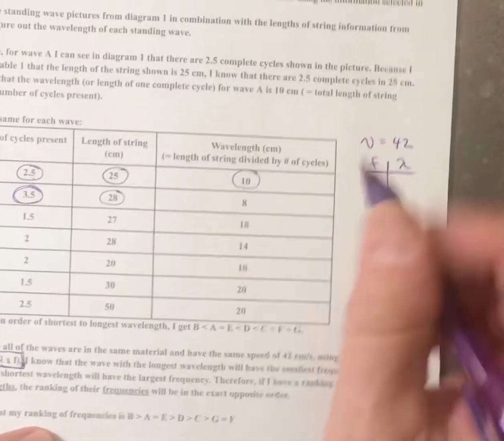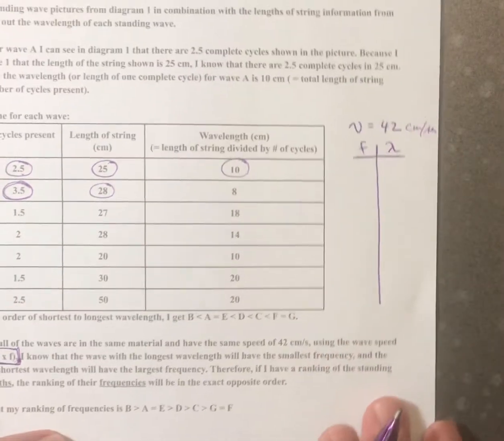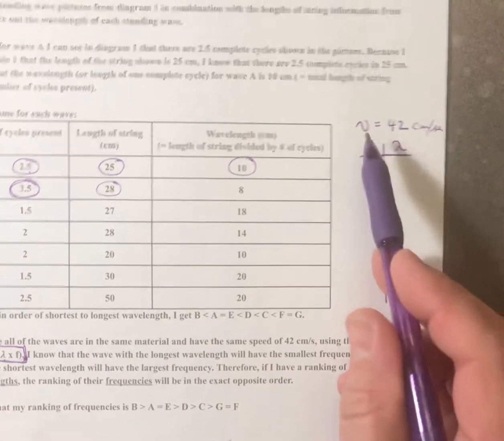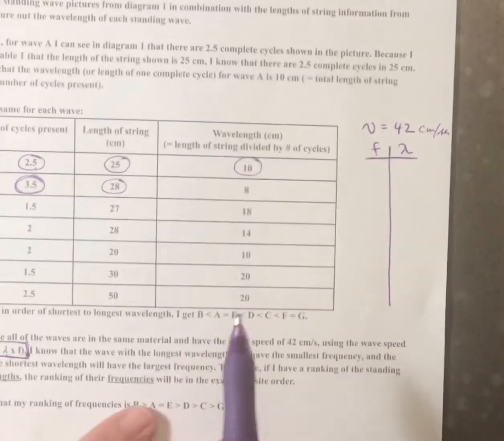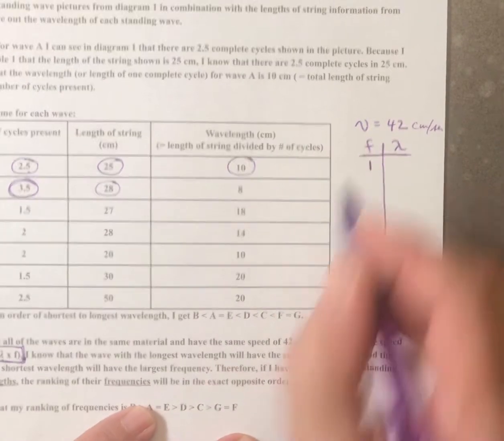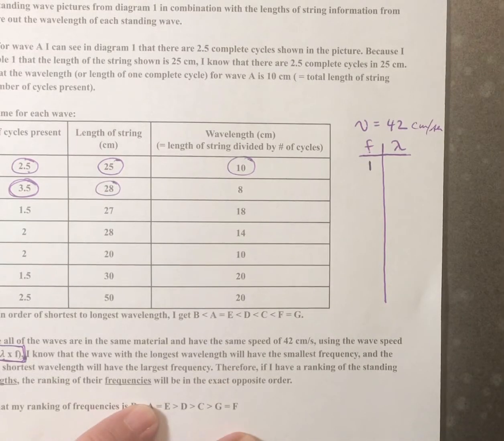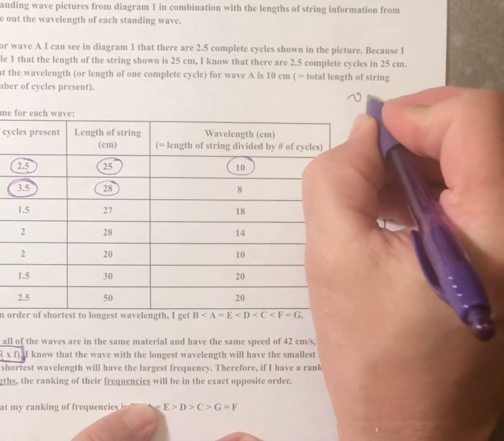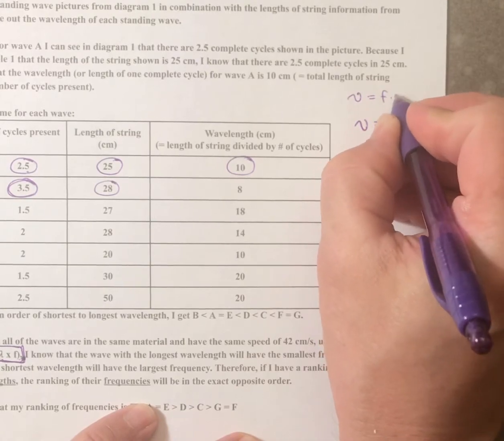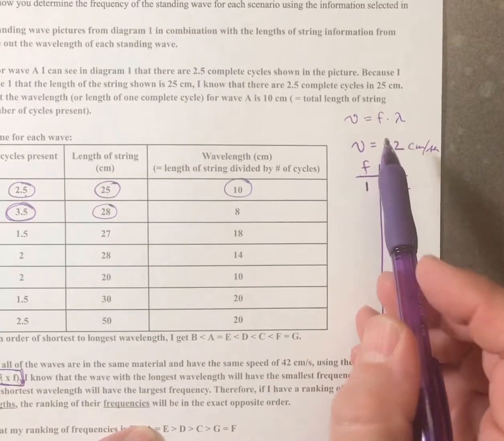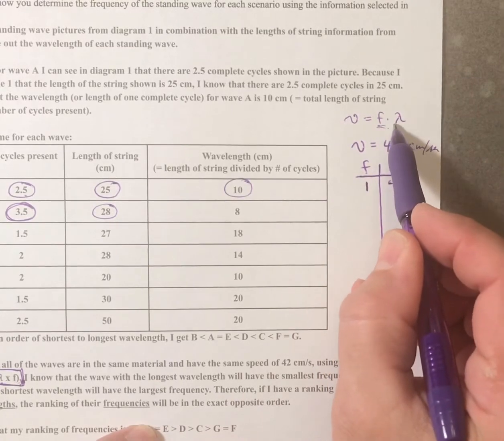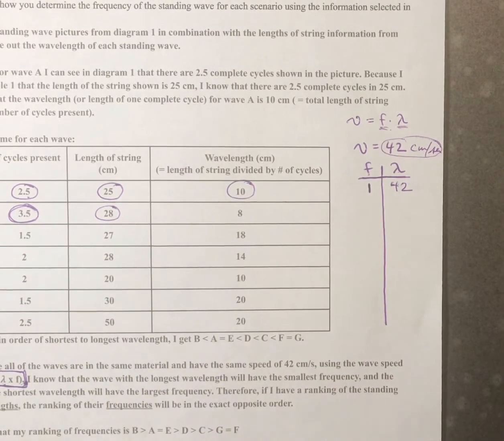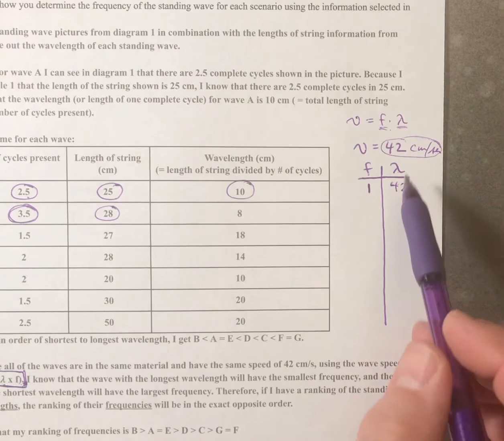Now, the velocity was 42 centimeters per second, and that's for all of those waves. So if we made a table of values for the velocity, the frequency and the wavelength, let's say the frequency is 1. Then the wavelength would be 42, because we have the formula velocity equals frequency times wavelength. If we multiply the frequency times the wavelength, we get that velocity of 42. And in the problem, all of those waves had a velocity of 42.